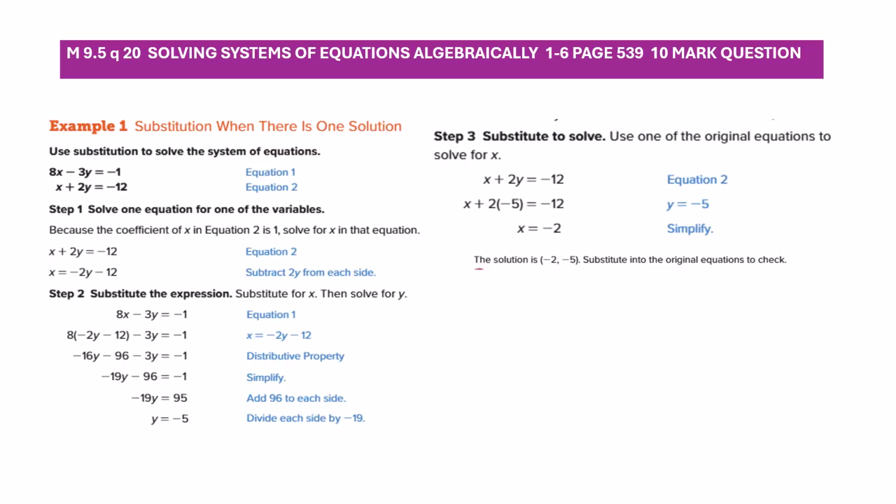Today we're going to look at page 539 of the Reveal textbook, examples 1 to 6, and this generally in the exam will carry about 8 to 10 marks. So let us see how to solve this example by using substitution when there is only one solution. Very quickly, in order to use substitution, we need to understand what substitution is. So we're going to delve very quickly into going through this example.